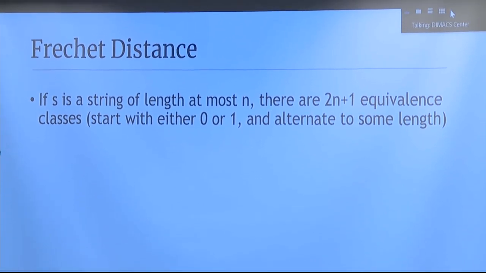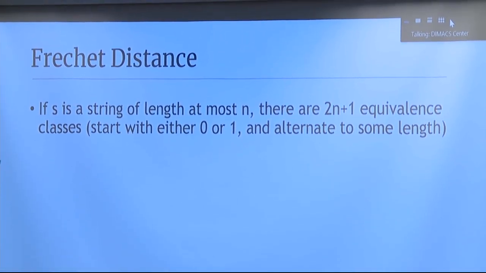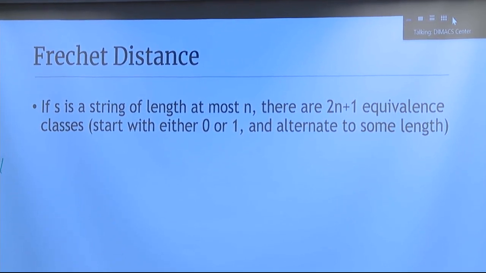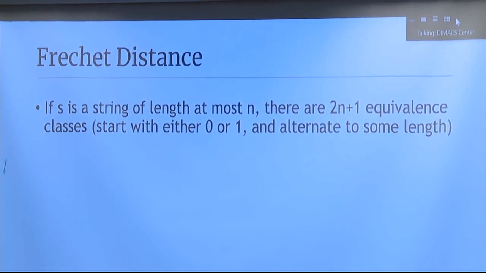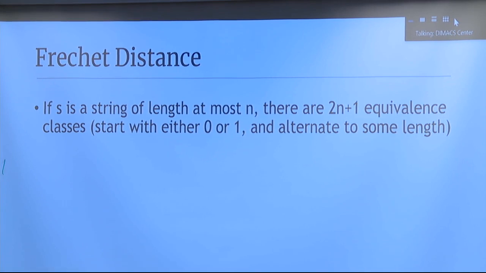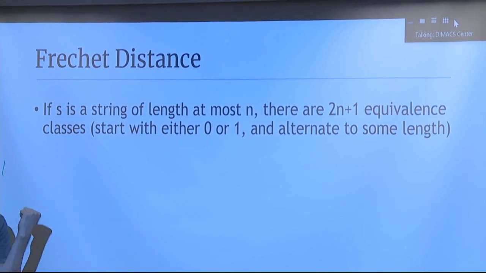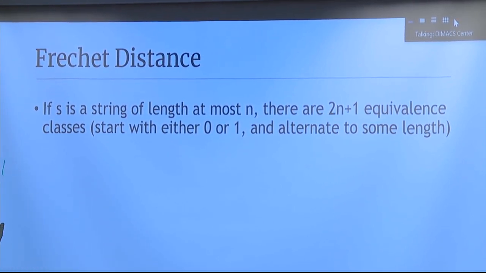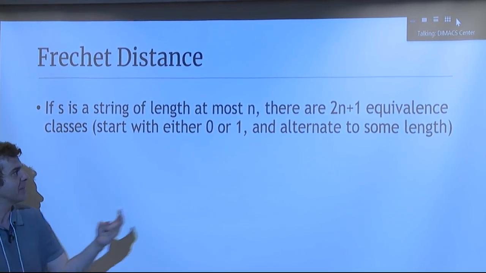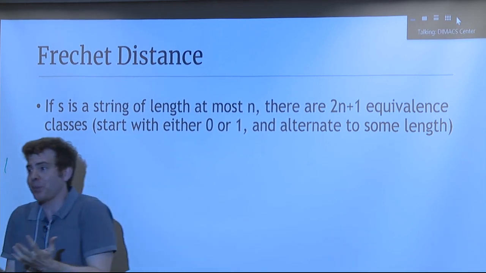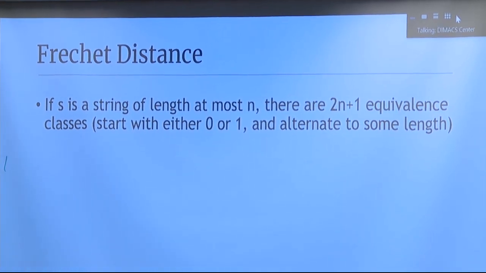Once you do that, it's not hard to see that there aren't that many equivalence classes, right? Because all binary strings look like 0 some number of times, 1 some number of times, and so on. So there are actually only 2n plus 1 equivalence classes. There's the empty string, that's the additive 1. The first character can be 0 or 1, that's 2 choices. And I have some length, just alternating 0, 1, and that's n choices. So there's only 2n plus 1 equivalence classes here.